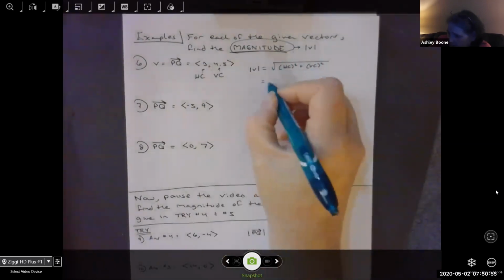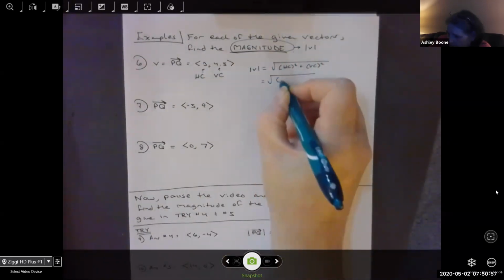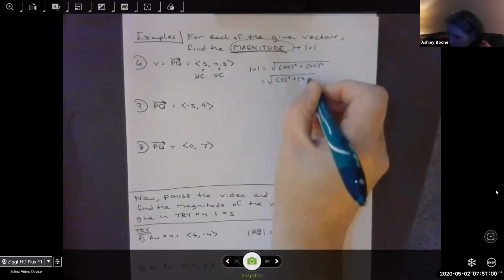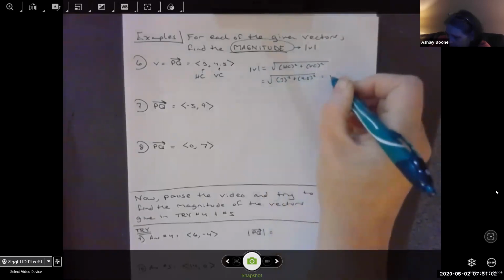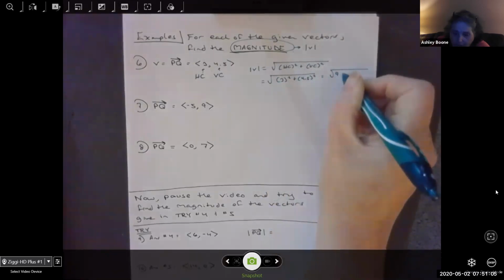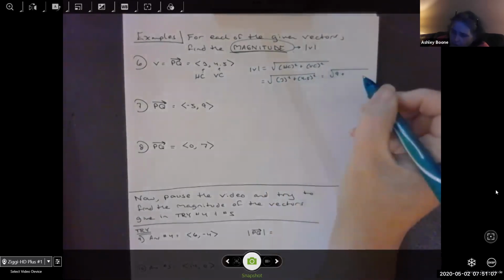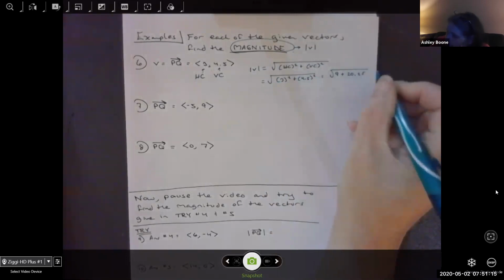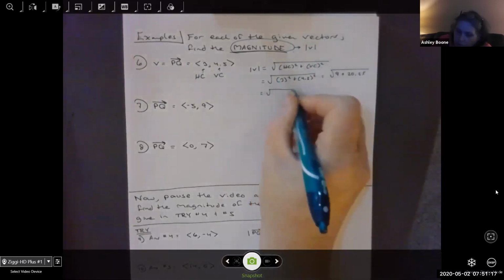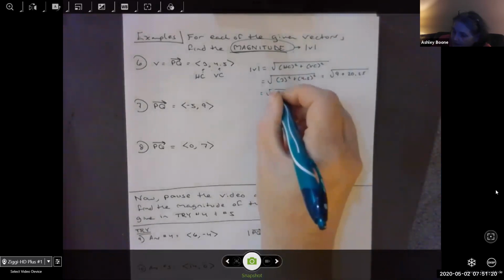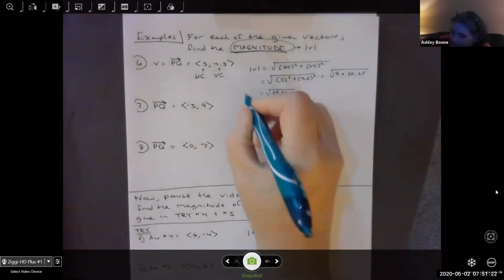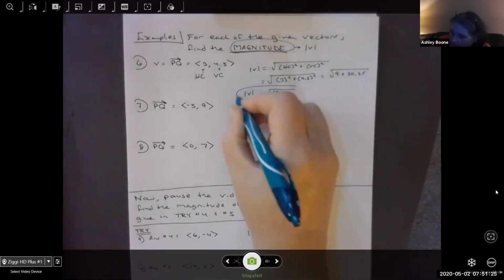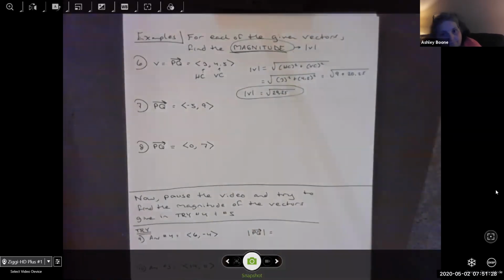So what do I have here? I have 3 squared plus 4.5 squared. 9 plus, if you square 4.5, don't round, but you'll actually get 20.25. Add that. That's the square root of 29.25, okay? That's the length of the vector or the magnitude of that vector, okay? You're going to use this a lot.